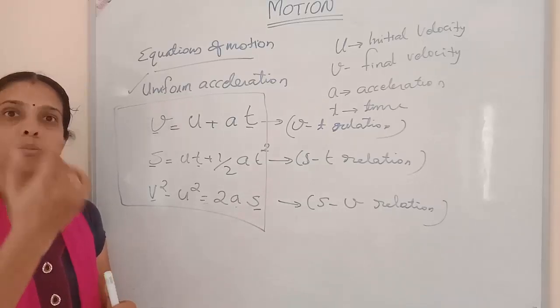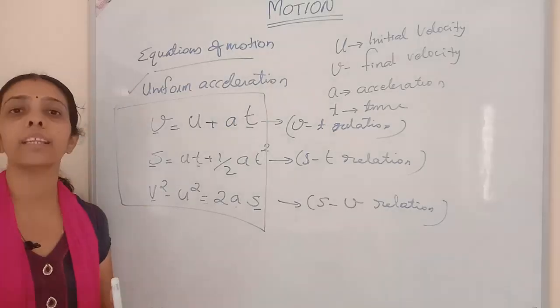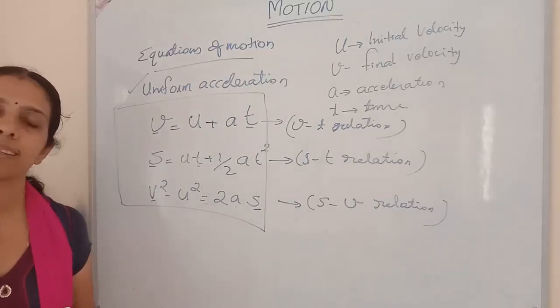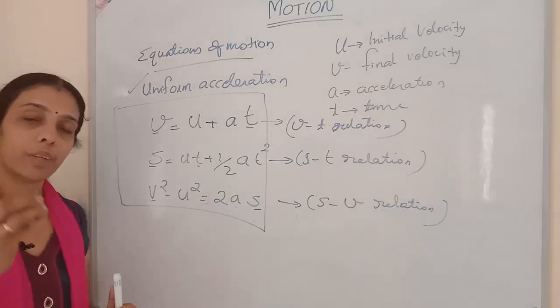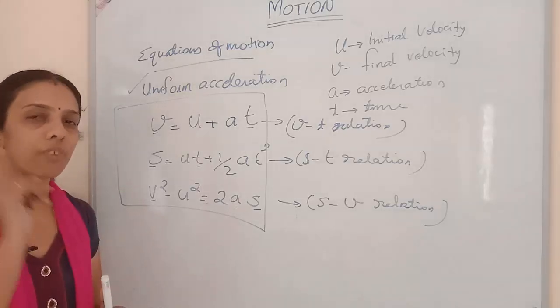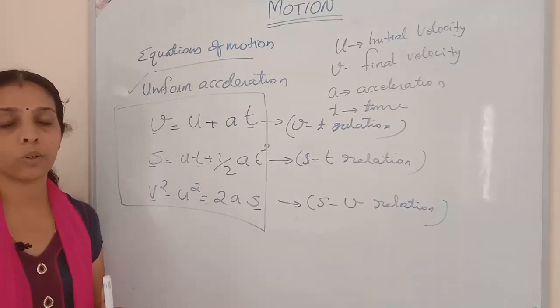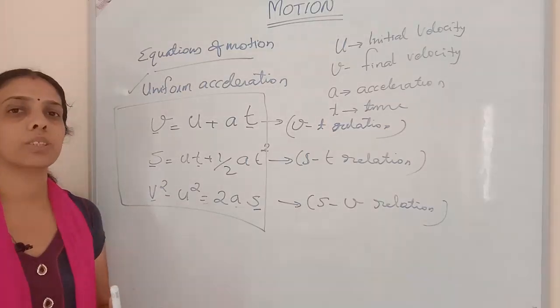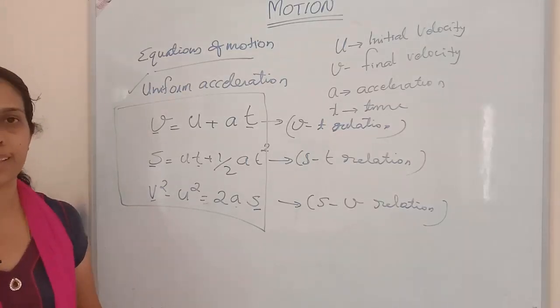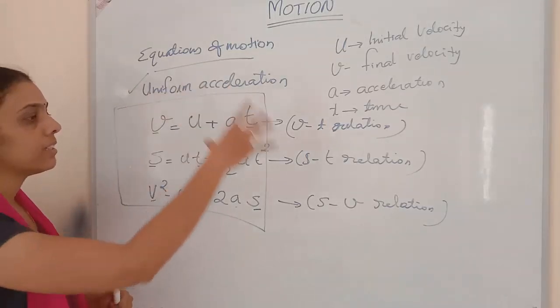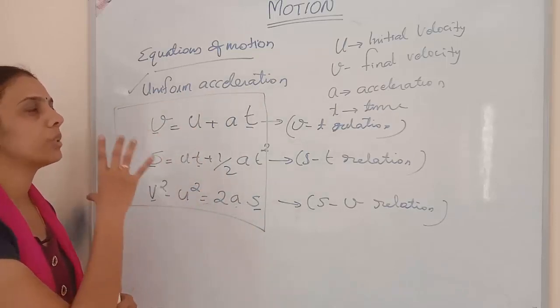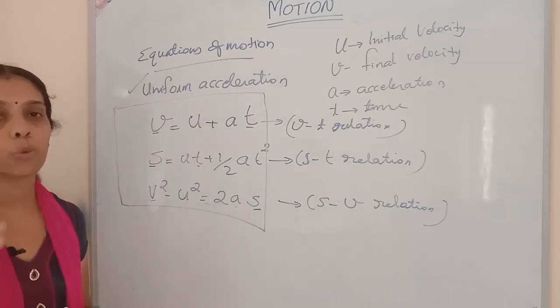While throwing the object, what will happen? The final velocity we will consider as 0, at the highest point. While we are throwing some object, the final velocity is considered 0, and while we are dropping some object, the initial velocity is considered 0. Clear? These are the basic things you need to know while doing the numerical part.